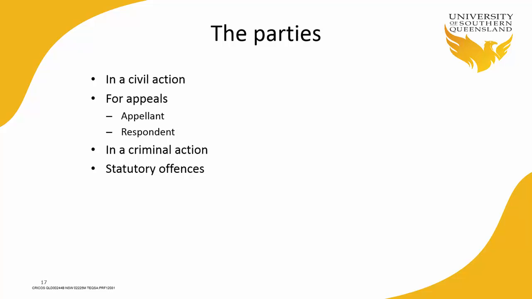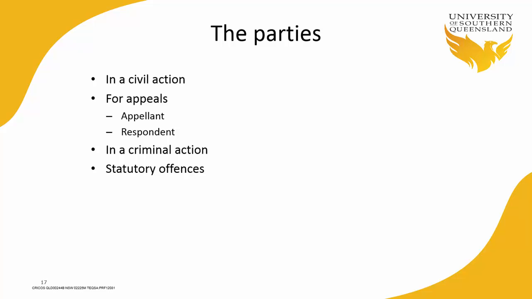Now, the terminology in a criminal action is a little bit different. So the Crown in a criminal action, of course, brings an action against an accused person. Okay. So if it's a summary offense, it's generally prosecuted, as we said, by the police rather than the Crown. So they are the ones who bring the cause of action against the accused.